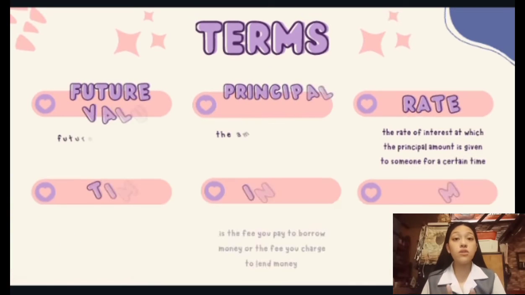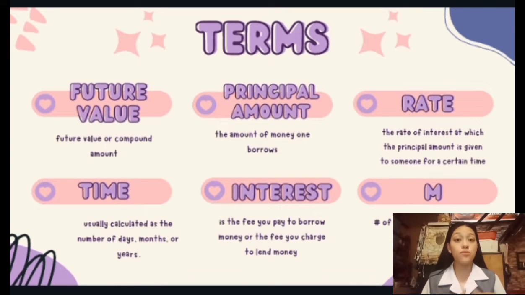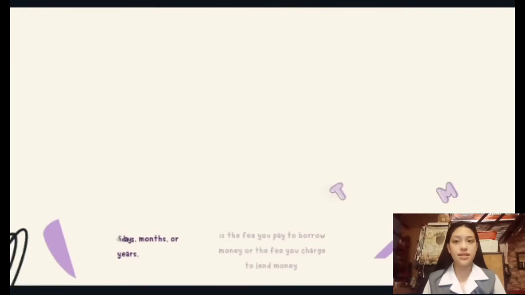So, compound interest has its own terms also. First, the FV or the future value or compound amount. Next, the P or the principal amount. The R, the rate. And the T, term of loan in time. The M, number of interest periods in a year. And the I for interest.